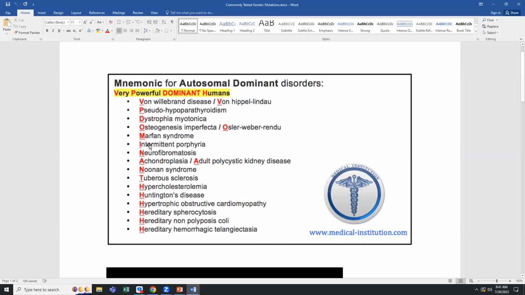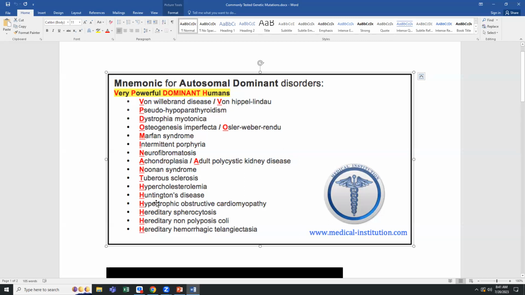So you're very powerful dominant. So you might as well learn neurofibromatosis to give yourself the N, adult polycystic kidney disease to give yourself the A. I really wouldn't worry about this other one, but if you need another N, you can memorize it just for your acronym. It won't be tested. Neither will tuberous sclerosis, but if you want your T to make the acronym, that's fine. And then for your last one here, Huntington's and Hockham and hypercholesterolemia, these three I would know.